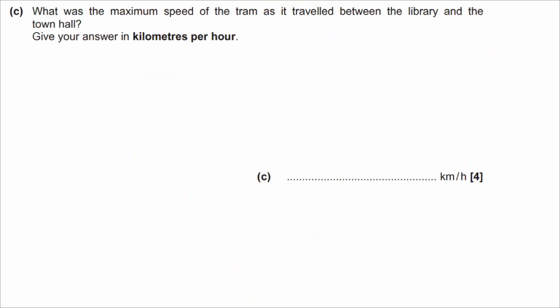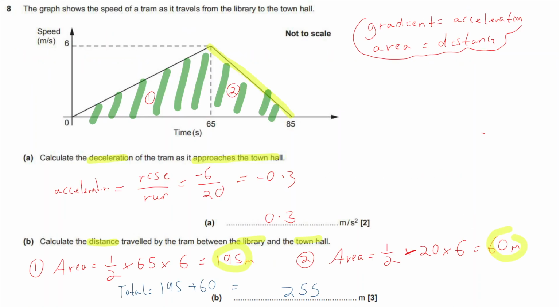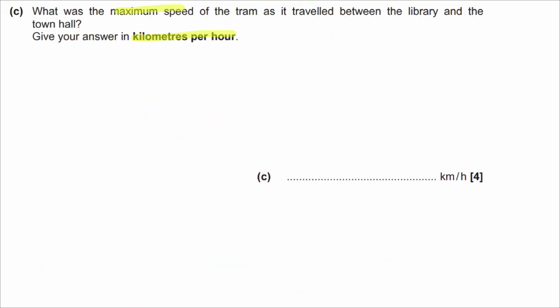What was the maximum speed of the tram as it travelled between the library and the town hall? Give your answer in kilometres per hour. Now, the maximum speed was this point up here. That's when the speed is literally at its biggest. This is in meters per second. So the maximum speed was 6 meters per second. You want to get this answer into kilometers per hour.